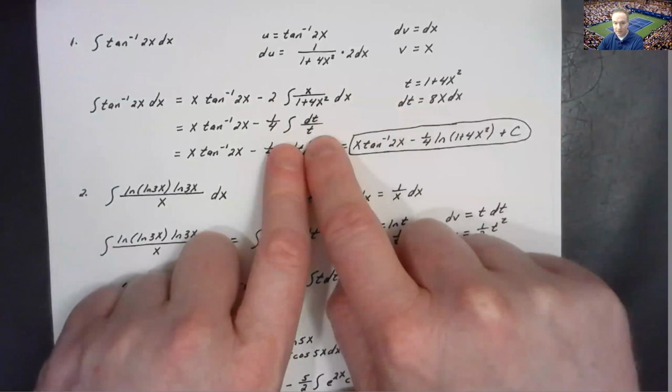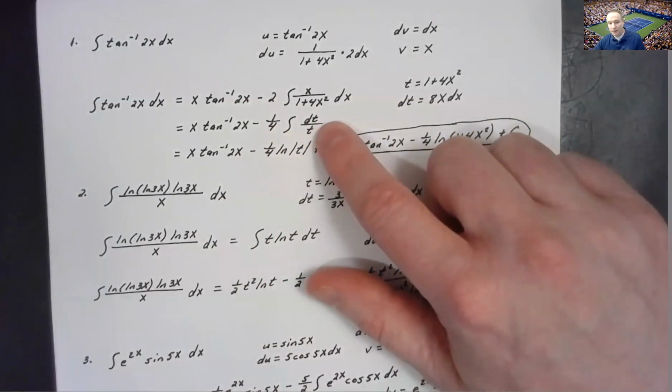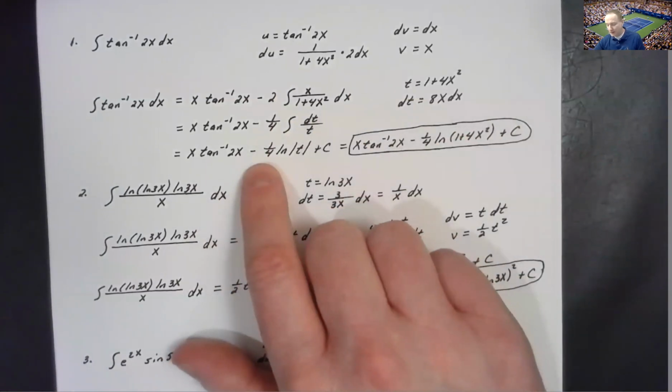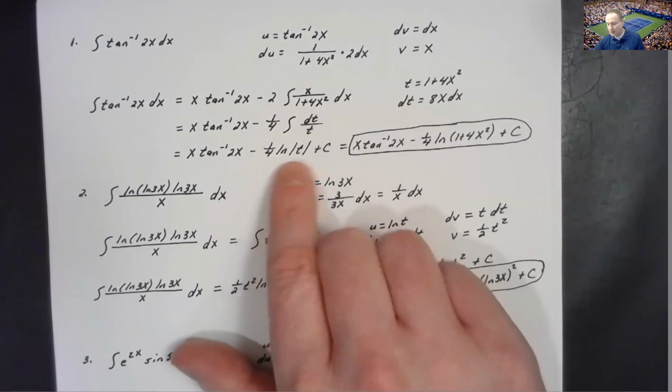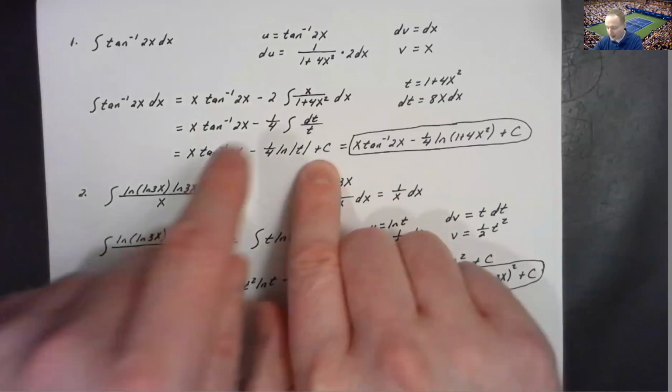My denominator was t. So clearly, that's going to integrate to be the natural log of t. I have x inverse tangent of 2x minus 1/4 the natural log of the absolute value of t plus the constant of integration. Now we need to put our answer all back in terms of x.